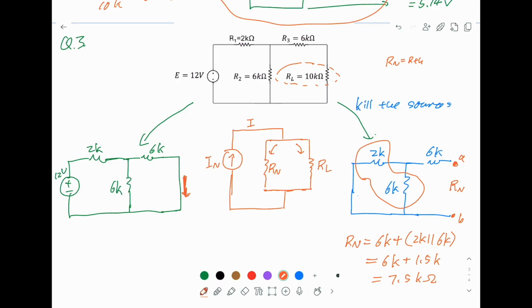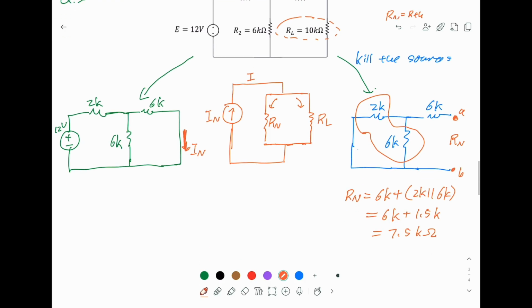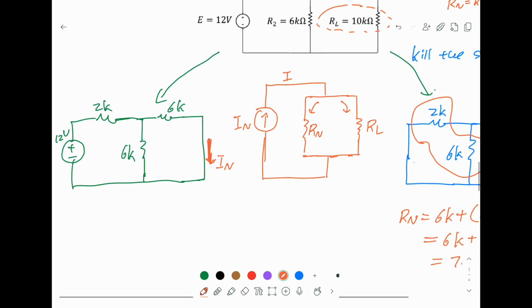I just put a sign here. This is what we call the Norton current, I_N. So how do you find this one? This is like a simple circuit analysis now. How do you find the current passing through? This current is the same current passing through I_N.